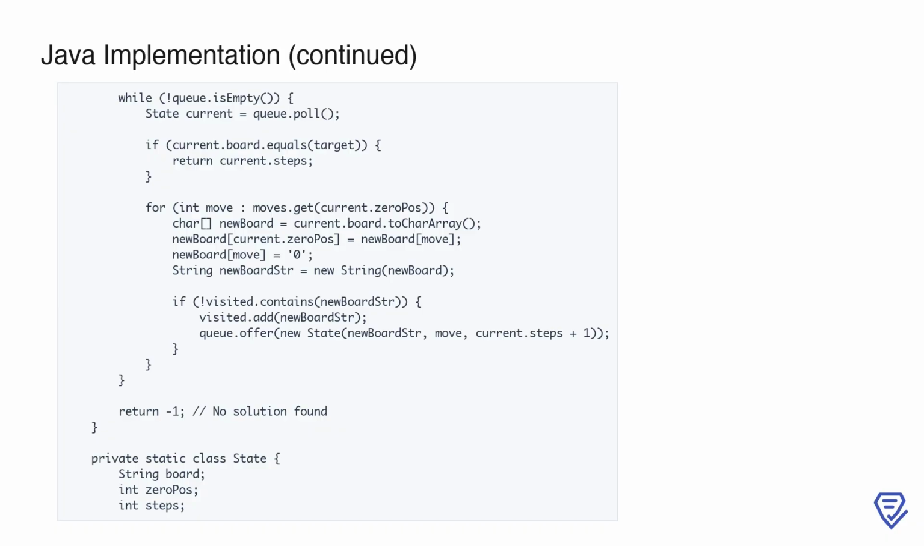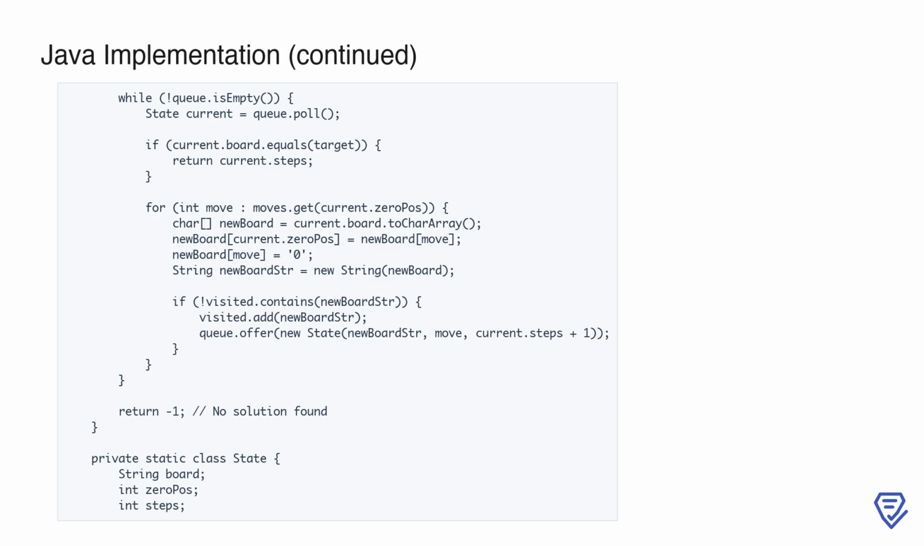The core of the algorithm is the breadth-first search loop, which continues as long as the queue is not empty. At each step, we retrieve the current state from the queue using poll. If the current board configuration matches the target configuration, the method immediately returns the number of steps taken to solve the puzzle. Otherwise, we generate all possible next states by iterating over the valid moves for the position of the empty tile. For each move, we swap the 0 tile with the adjacent tile to create a new board configuration. This is done by converting the current board string into a character array, performing the swap, and then converting the array back into a string.